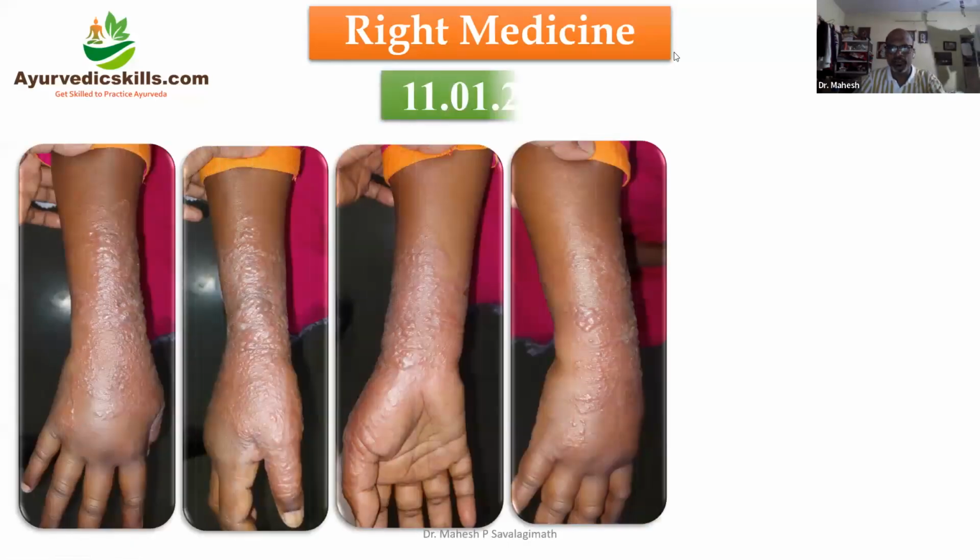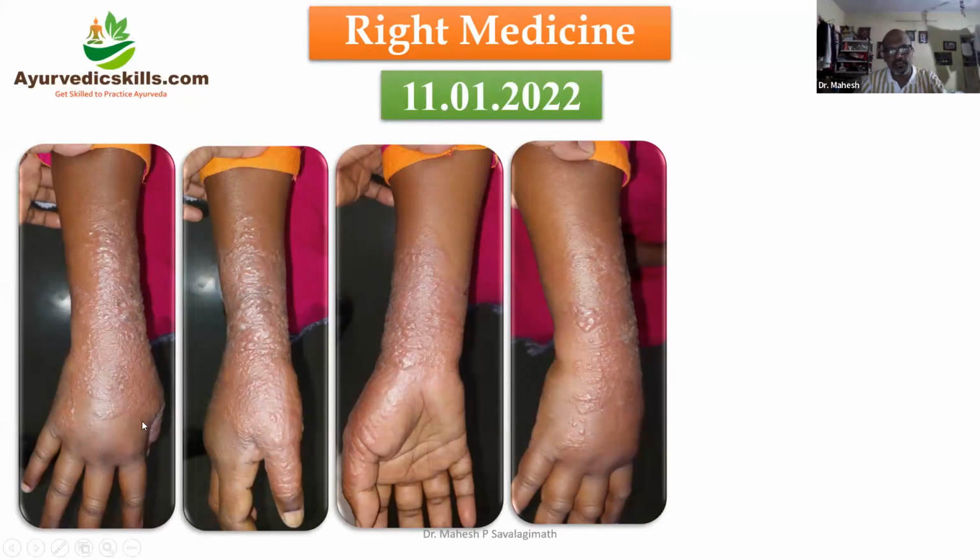Now, I'll show you some cases. Here is a case. I think these patients have already been discussed, but the perspective was different. Here, I will not be explaining the medicines in detail. I think I have 1 hour, so another 20-25 minutes and I'll complete.